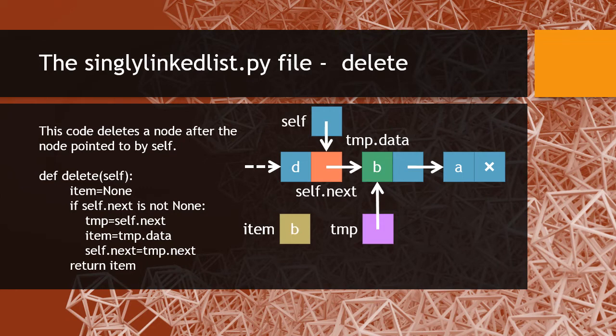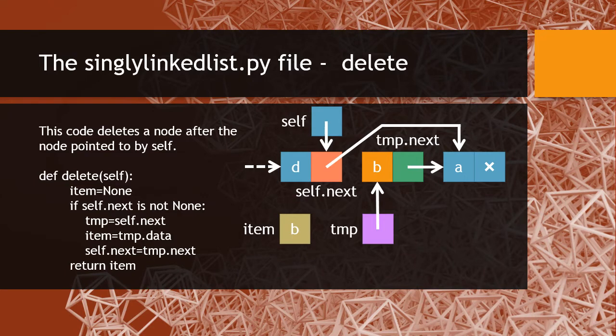Done. Then there is a line saying self.next is tmp.next. Make self.next point to where tmp.next is pointing. Where is tmp.next? tmp.next is pointing to the node containing A. This is what I do. Self.next is pointing to the same node to which tmp.next is pointing.